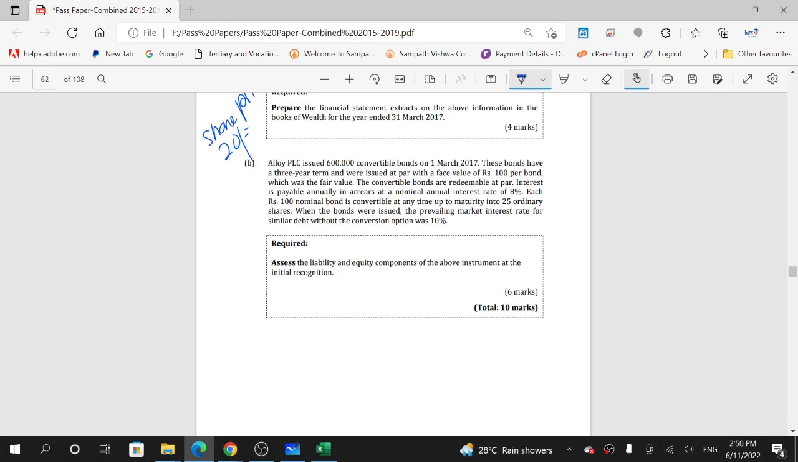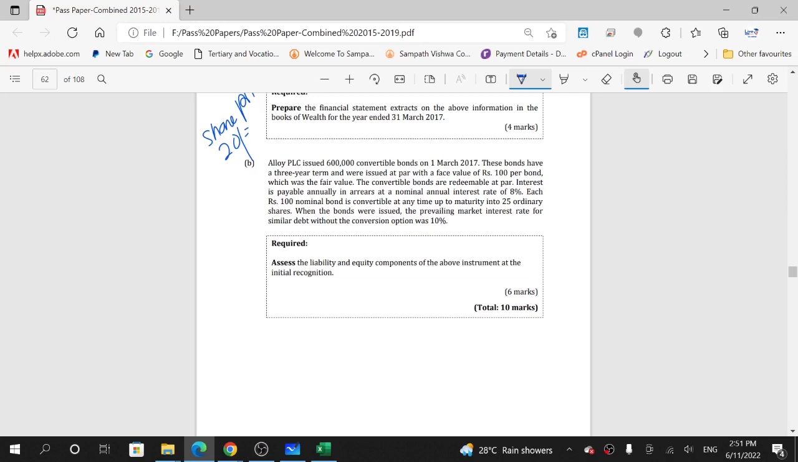Each 100 nominal bond is convertible at any time up to maturity into 25 ordinary shares. When the bonds were issued, the prevailing market interest rate for similar debt without the conversion option was 10%. Assess the liability and equity component of the above instrument at the initial recognition.